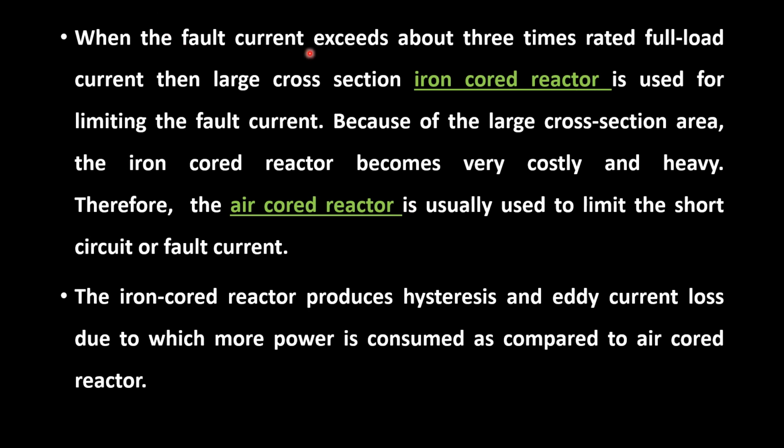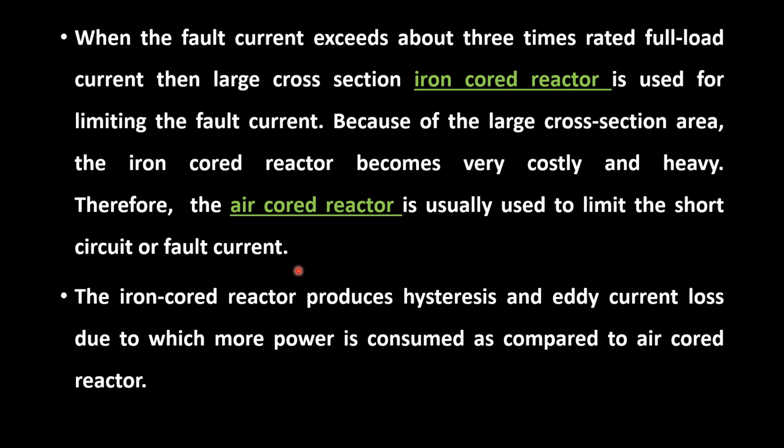When the fault current exceeds about 3 times the rated full load current, then a large cross section iron core reactor is used for limiting the fault current. Because of the large cross section area, the iron core reactor becomes very costly and heavy. Therefore, the air core reactor is usually used to limit the short circuit or fault current.